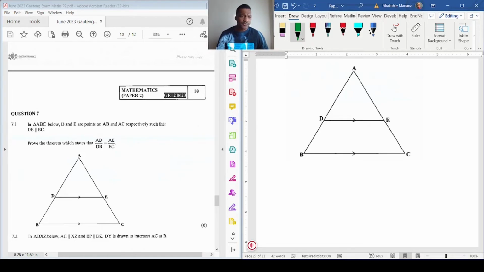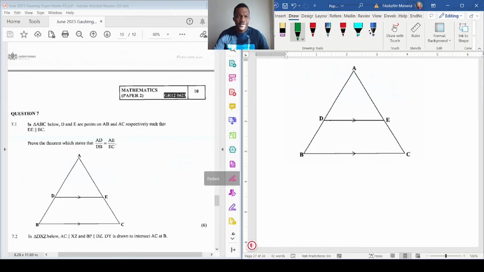Let's just read it together right over here. In triangle ABC below, D and E are points on AB and AC respectively, such that DE is parallel to BC as shown. Prove the theorem which states that AD over DB is equal to AE over EC.